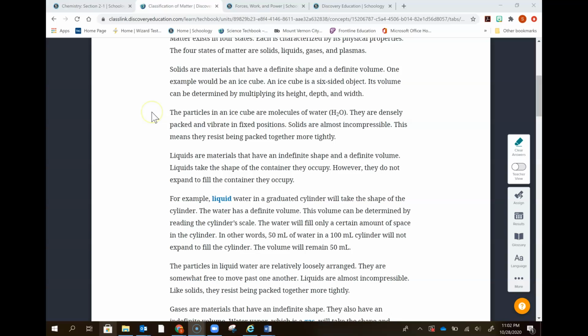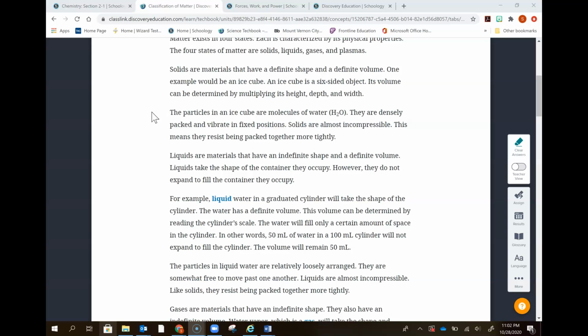The particles in an ice cube are molecules of water, H2O. They are densely packed and vibrate in fixed positions. Solids are almost incompressible. This means they resist being packed together more tightly.